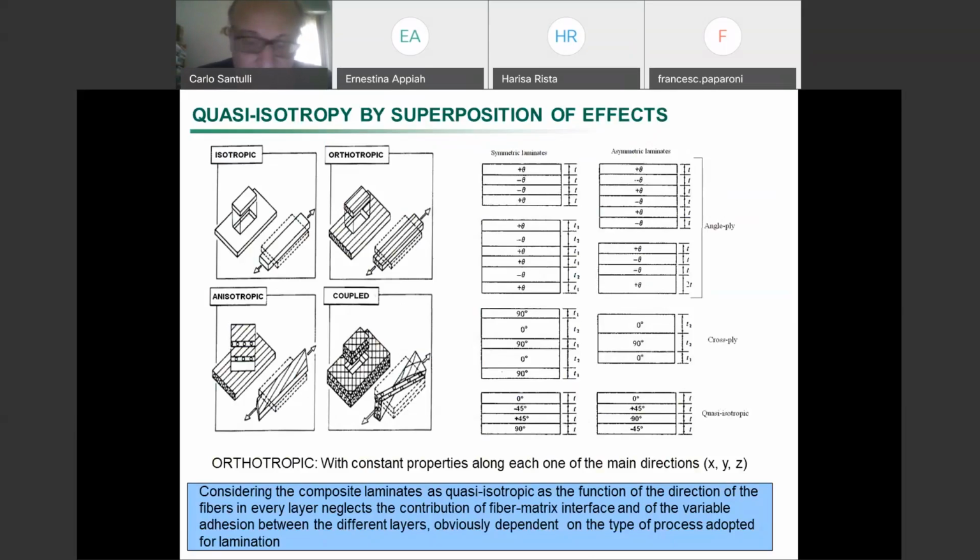But apart from the number of layers, it is important that you try to obtain a quasi-isotropic material and control exactly the direction. You may think that it's easy to control the orientation of the fibers, but in reality it is not, because if you think of textiles, even with a good loom, it's very difficult to control exactly the angle of the fiber. At least what is important is to have an orthotropic material, so a material with constant properties along each one of the main directions.